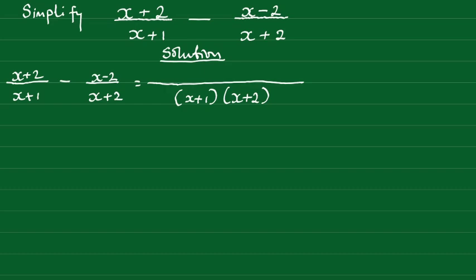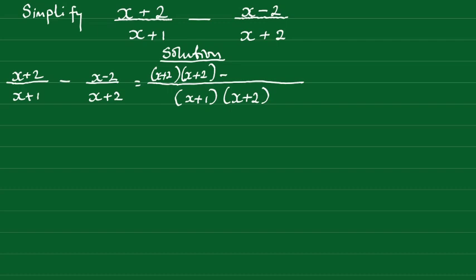Now, (x + 1)(x + 2) divided by x + 1. This will cancel out x + 1, and we'll be left with x + 2. So x + 2 times x + 2, we have (x + 2)(x + 2), bring a minus sign. Now we have (x + 1)(x + 2) divided by x + 2, and this cancels out x + 2. We're left with x + 1.